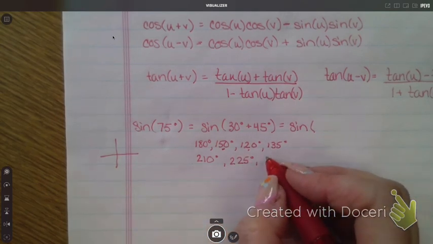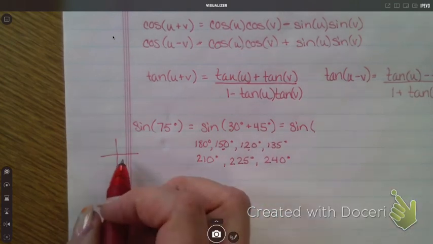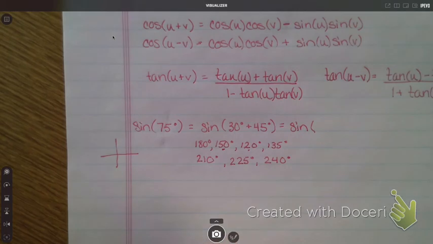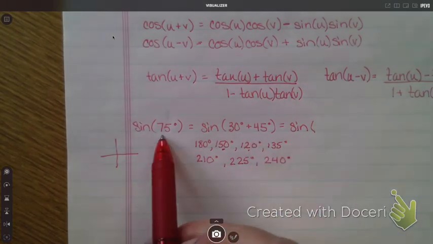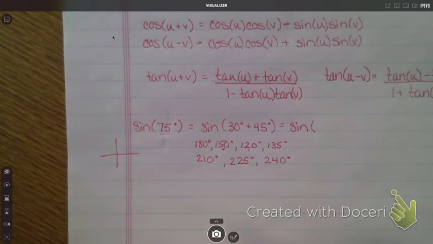240. Okay, so could you use any of those? We could go to the third quadrant even. But I've got to get a difference of what? A difference of 75. And you can mix first and second or whatever. 240 and 2. Because those are angles we know. We should know the sine, cosine, and tangent of those angles. 240 and 135. It's up to you.